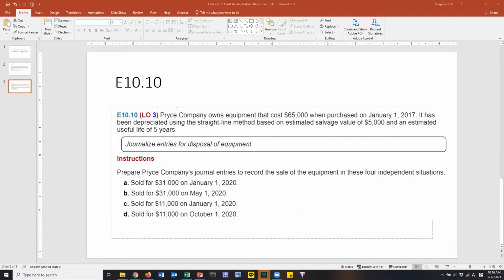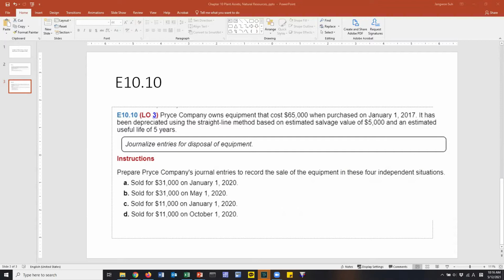Okay. If it is not so happy a situation, like you received only $100, you should debit loss. Okay, what are we talking about?